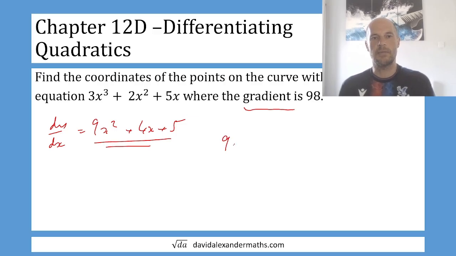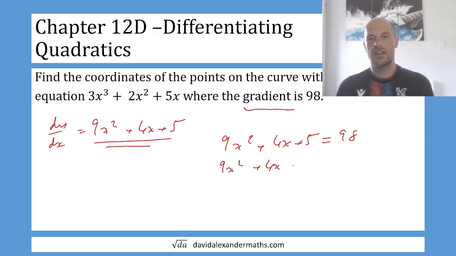So what I'm going to do is set 9x squared plus 4x plus 5 equal to 98. Now I'm going to subtract 98 from both sides. So 9x squared plus 4x, take away 93 equals 0. I've got a really horrible looking quadratic, so I'm definitely not going to attempt to factorize it. I'll just use the quadratic formula on my calculator. So A is 9, B is 4, and C is negative 93, and unbelievably I'm getting that x is 3.